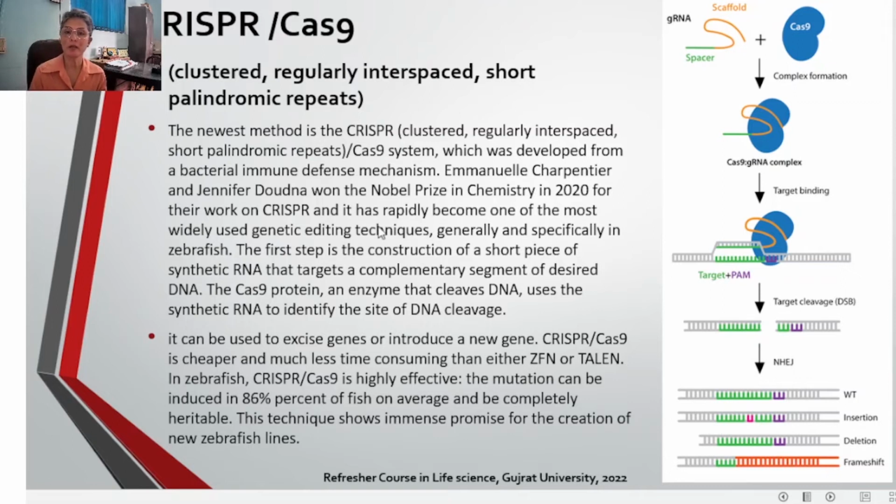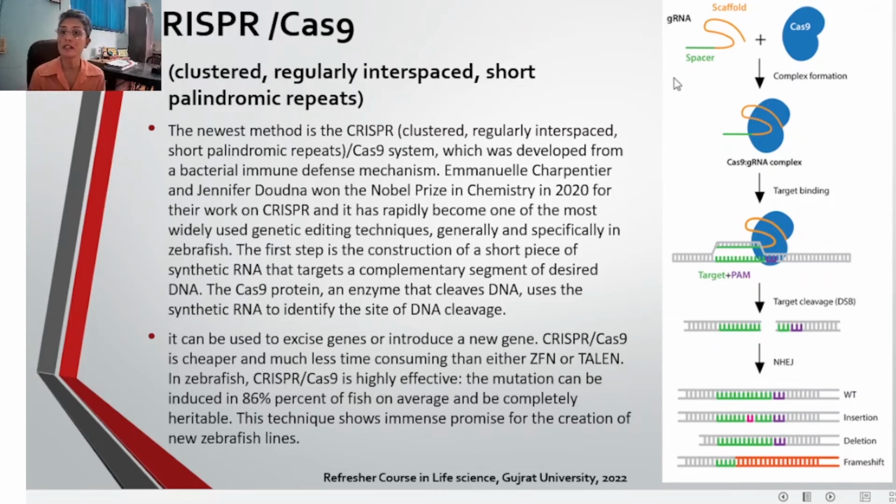It has rapidly become the most widely used genetic editing technique. Why is it so? Because, generally and specifically in the zebrafish, the first step is the construction of a short piece of synthetic RNA. In this methodology, we have to synthesize a short piece of synthetic RNA that targets the complementary segment of the desired DNA molecule. The Cas9 protein, an enzyme that cleaves the DNA, uses the synthetic RNA to identify the site of the cleavage.